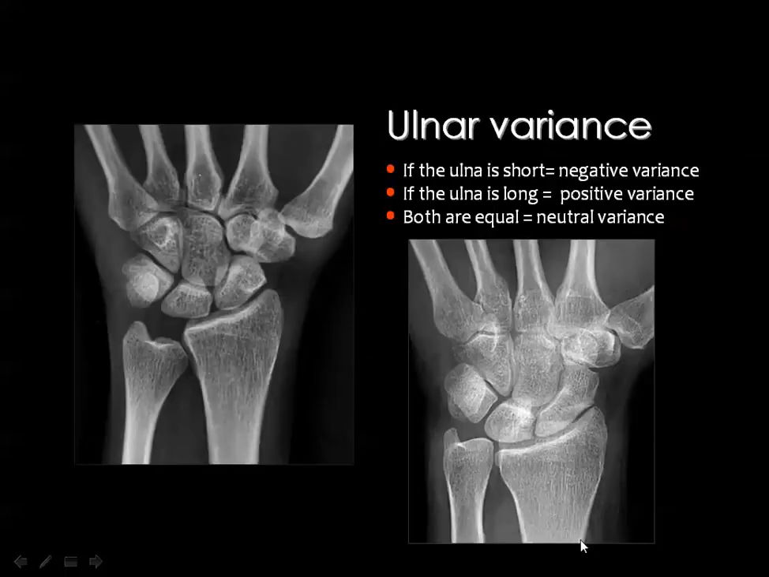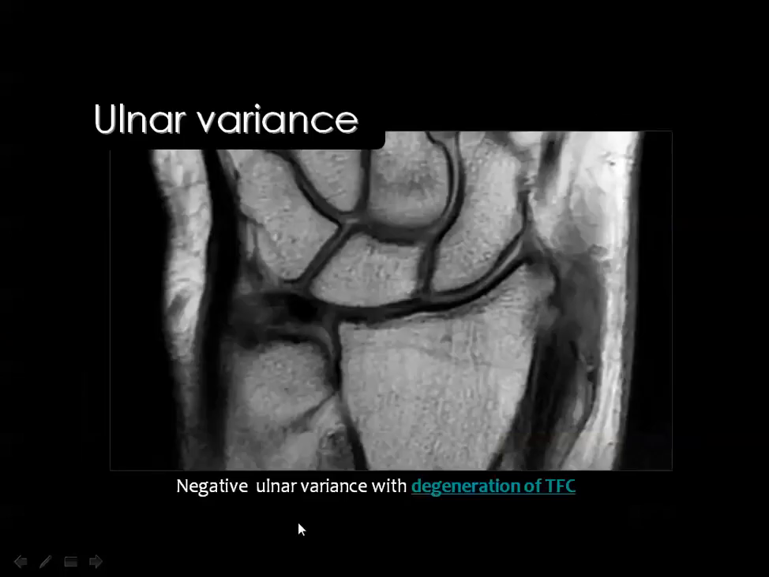Then what do we mean by ulnar variance? Normally, the ulnar articular surface is usually at the same level, forming a smooth curve with the radial articular surface. But if the ulna is shorter than the radius, this is known as negative ulnar variance. If the ulna is relatively longer than the radius, then you call it positive ulnar variance.